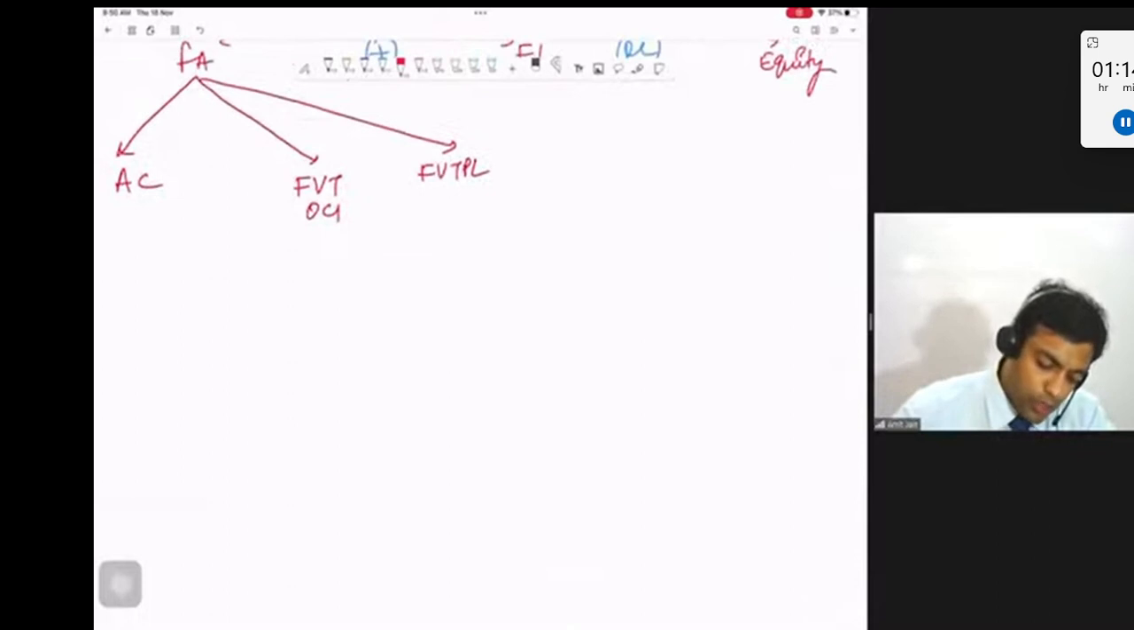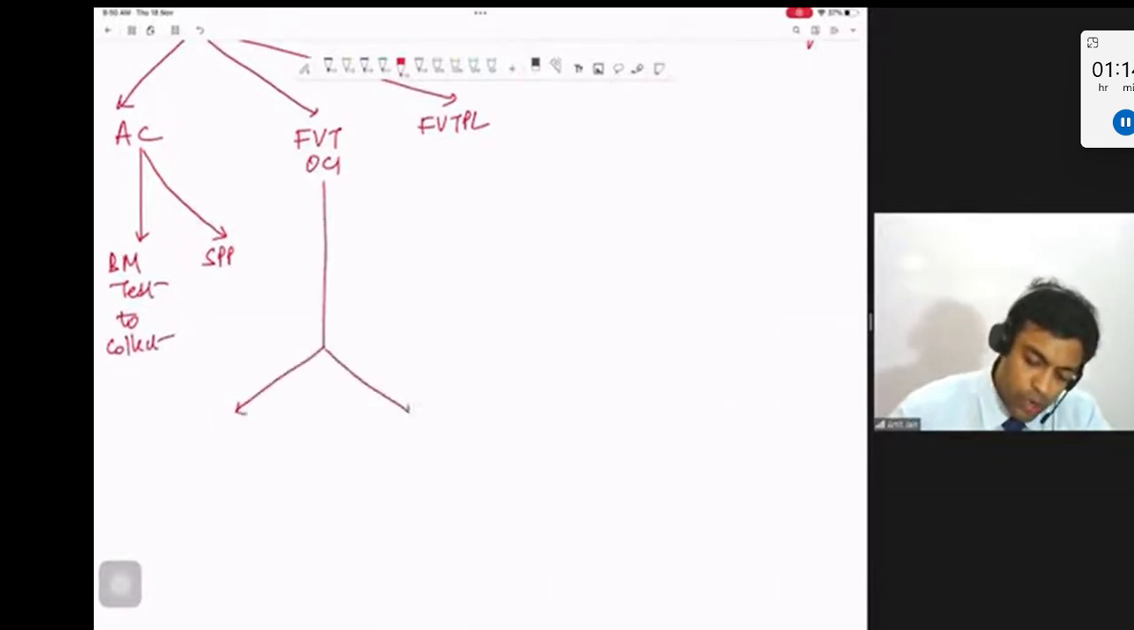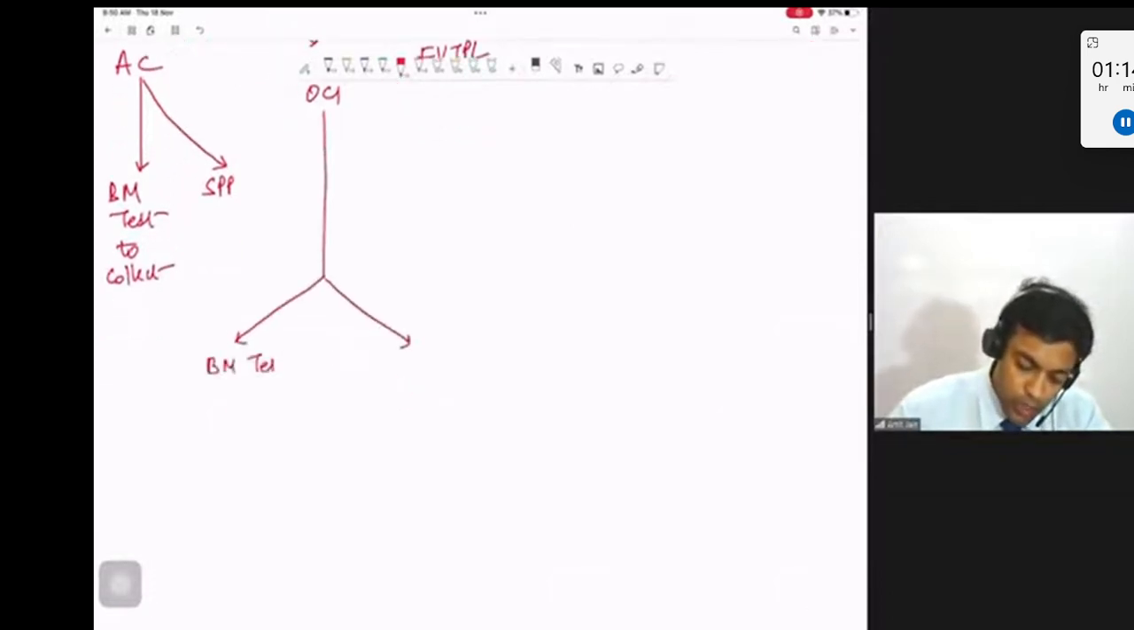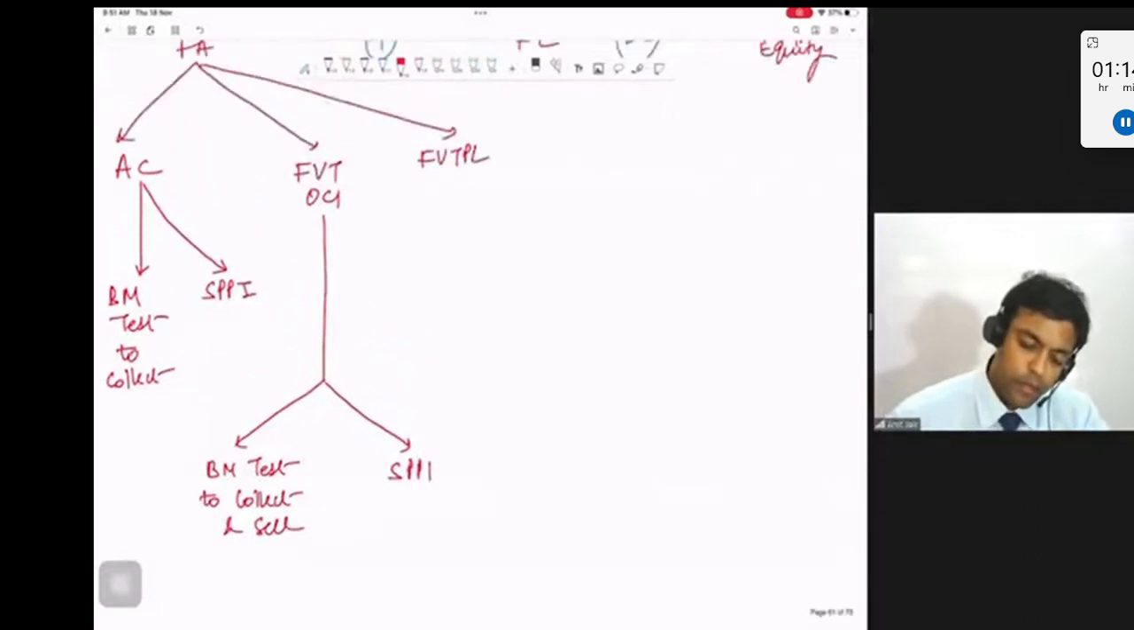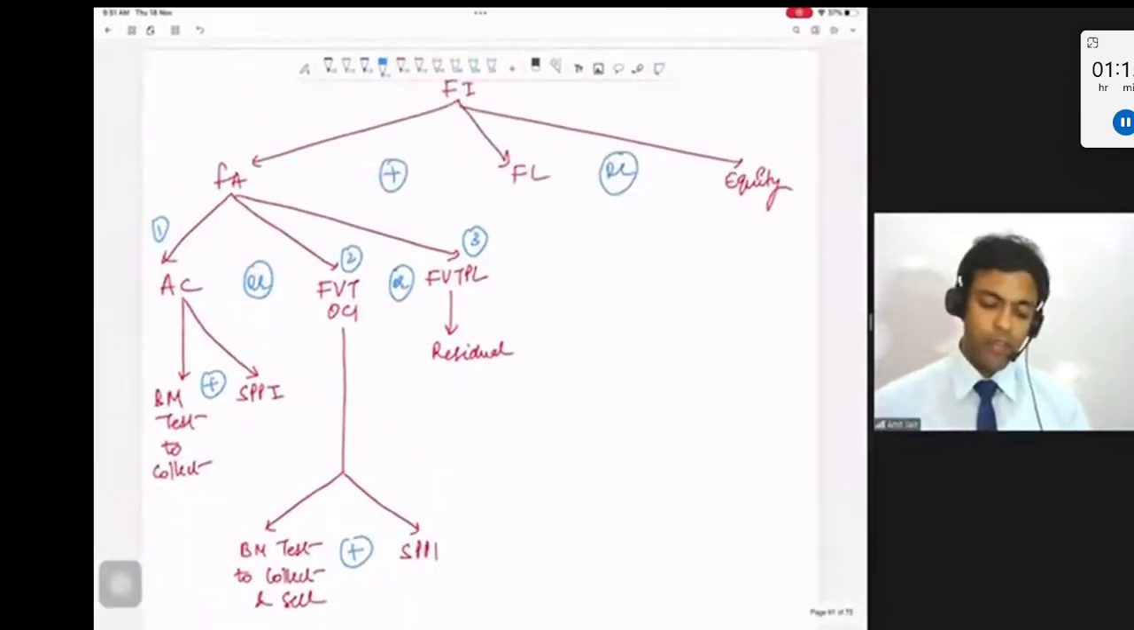In respect of amortized cost, we have two things. One is the business model test to collect, and the other is the SPPI test. Correct? In respect of FVTOCI, there are two things. One is the business model test to collect and sell, and the second one is SPPI. Correct? FVTPL is the residual category. Both these conditions need to be satisfied. This is first, this is second, and this is OR. Right? This is our chart on the financial asset.